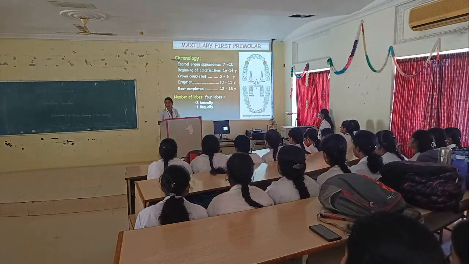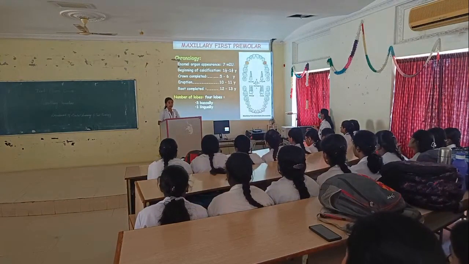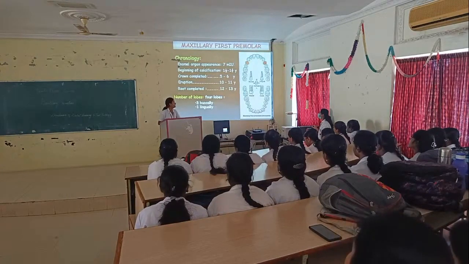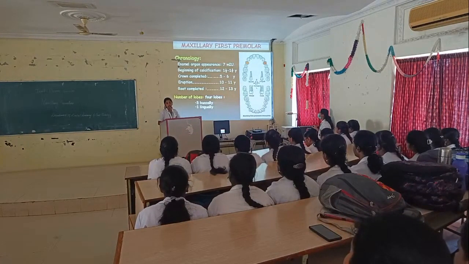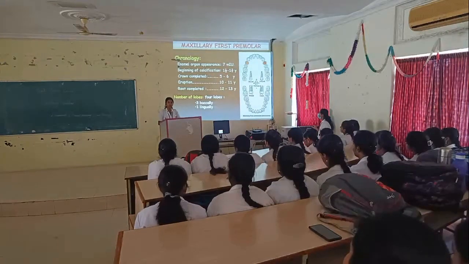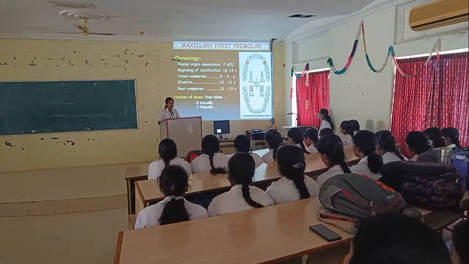First we are going to see the chronology of the maxillary premolar. The enamel organ appears at 7 months of intrauterine life. The enamel organ is nothing but a dental organ which gives rise to enamel. Next, the beginning of calcification is at approximately 1.5 years old. Calcification is nothing but calcium being deposited on the enamel and gums, which hardens the tooth.